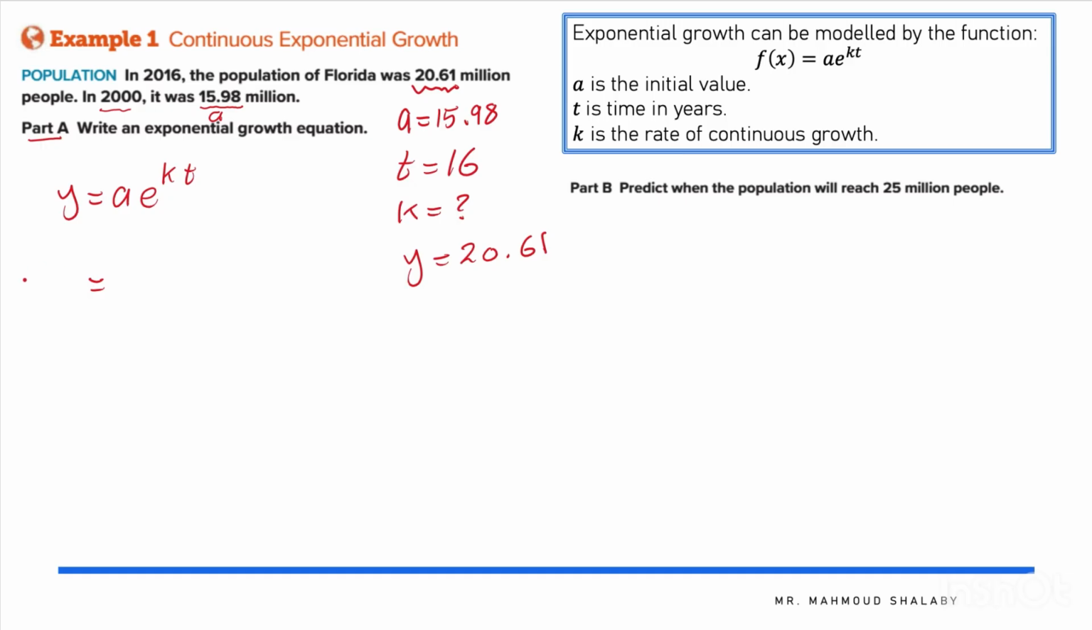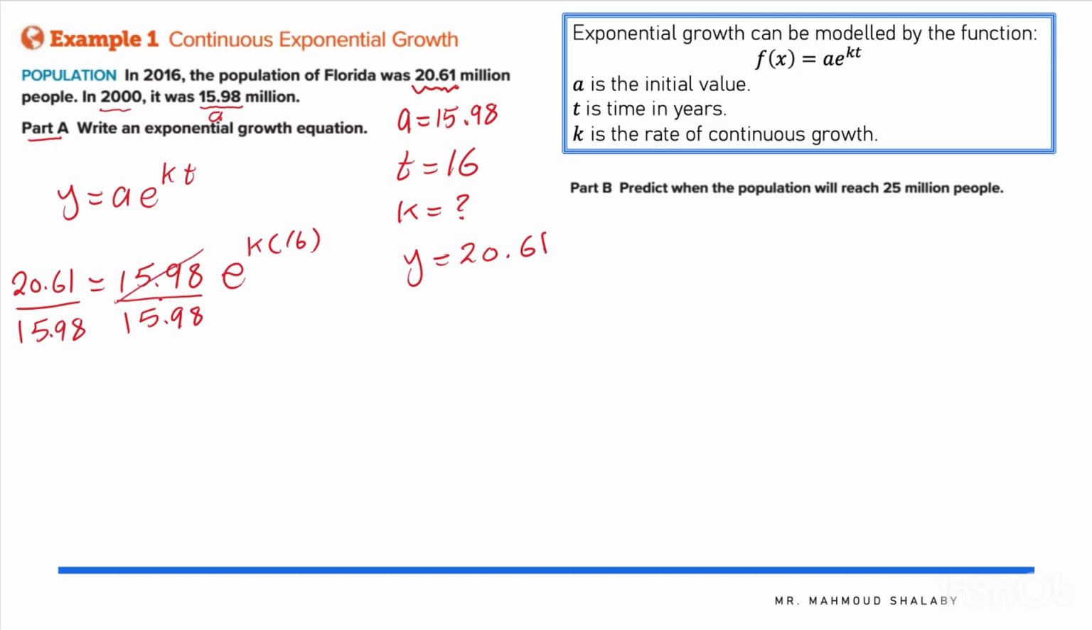Now let's substitute all the information here. 20.61 equals a, which is 15.98, times e to the power of k multiplied by t. K I don't know, and t is 16. What will be the second step? I want to solve this to find the value of k. So I want to move everything from here to the other side. I will start with 15.98. To remove it, I will divide by 15.98 on both sides.